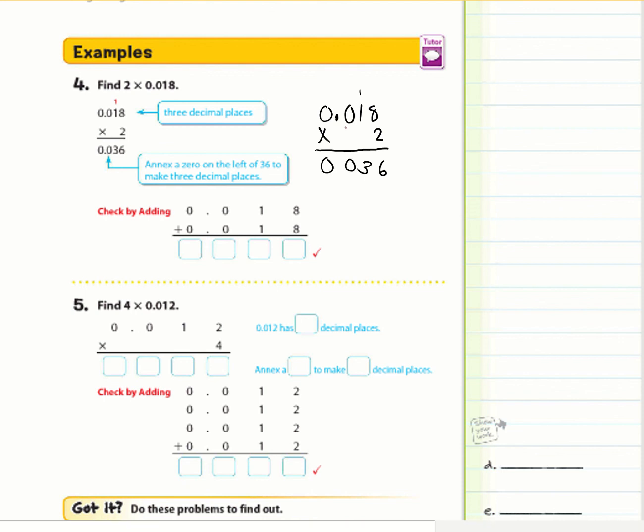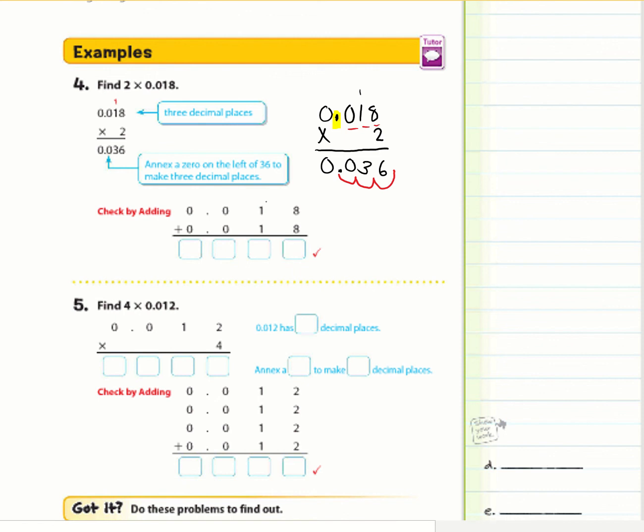So we look at how many decimal places we have to the right of the decimal. We have 1, 2, 3. So we're going to create 3 loops. And that's exactly where we're going to place my decimal and get 36 thousandths.